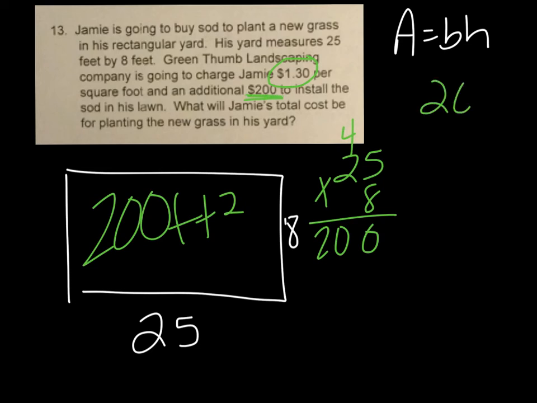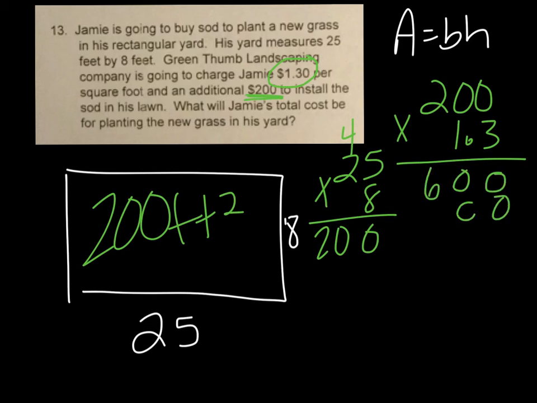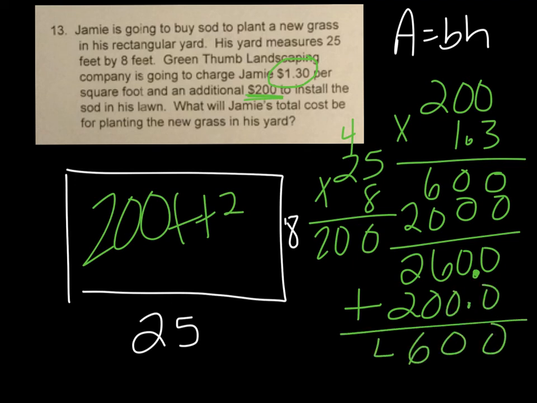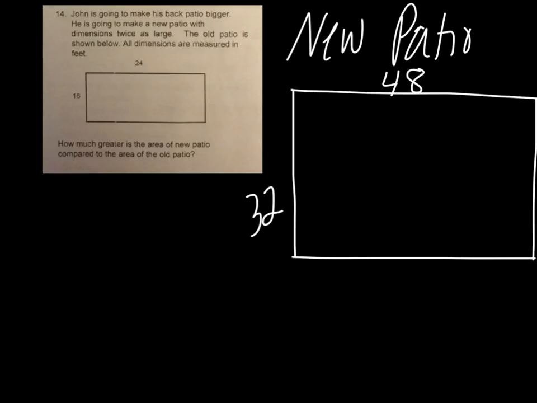So 200 square feet times $1.30 per each square foot. So we'd have to multiply those two out, and we'd have to put our decimal in, so that'd be $260. But then we also have to add the $200 for them to come and install it. So that would cost a total of $460.